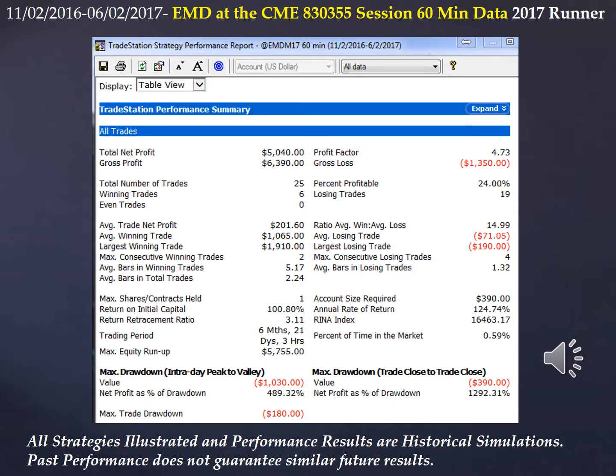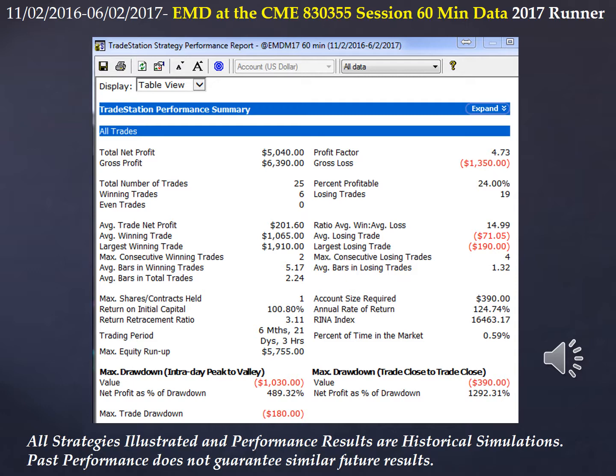Well, here we are in the mid cap, 25 trades in the 7 months, $5,000. Now this is an anomaly. Only 24% of the trades are right, but you make $14.99 for every dollar you lose. The average losing trade is $71.05, so it's very, very tight.